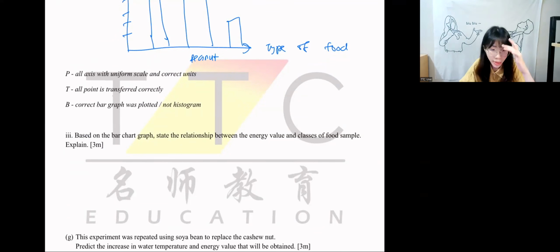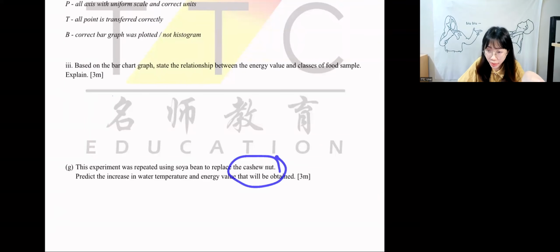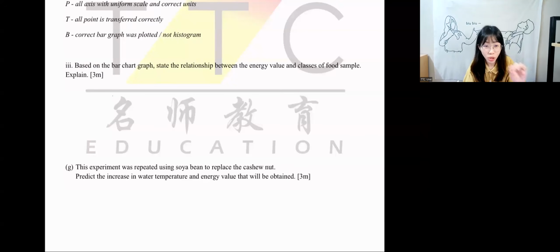Okay, if it's relationship. Then they repeat the experiment by using soybean. So they ask you to predict the increase in temperature. If you use soybean, does it have more energy value compared to cashew nut? Because cashew nut is the middle one, right? The answer is higher. Why? Because soybean is a protein. Cashew nut is a very gray region. They are a bit carbohydrate, a bit protein, something like that. So your soybean has a higher energy value than your cashew nut.